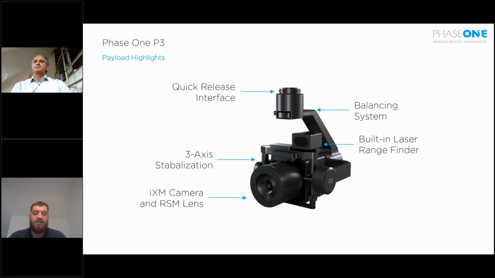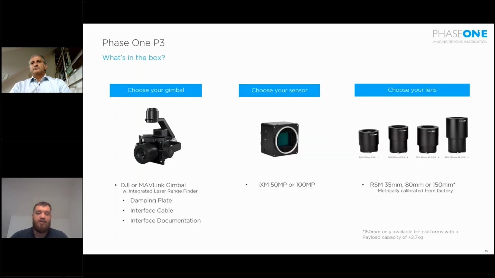Our P3 includes a quick release interface. It has a balancing system and a built-in laser range finder. It has 3-axis stabilization, an IXM camera and an RSM lens. When you are choosing P3, you can choose either the DJI or MAVLink version. Included are a dampening plate, interface cable, and interface documentation.